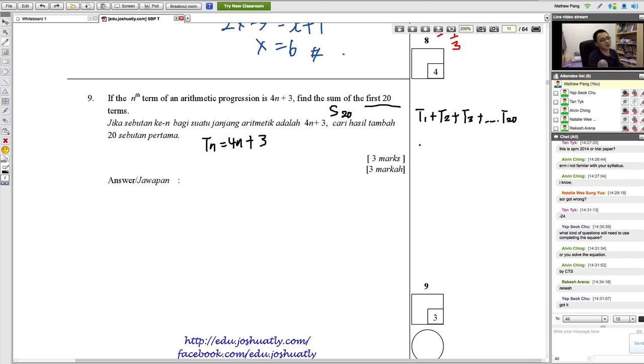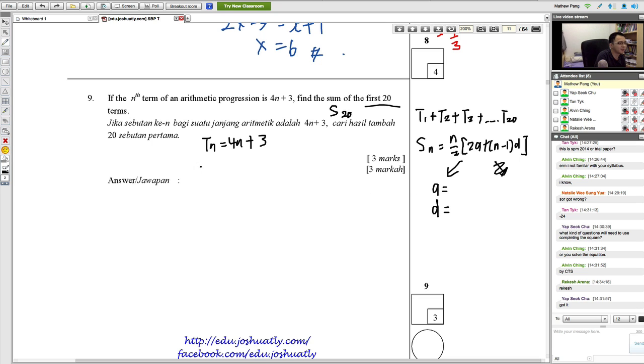In order to find this, of course we understand the formula for Sn in arithmetic progression will be n over 2 bracket 2a plus (n minus 1)d. This is the formula. But in order to use this formula, you will need two pieces of information: the a value and the d value. If you do not have a or you do not have d, basically you can't do that. So in order to find a and d, I will try to find out the first two terms. Then it should be okay already.